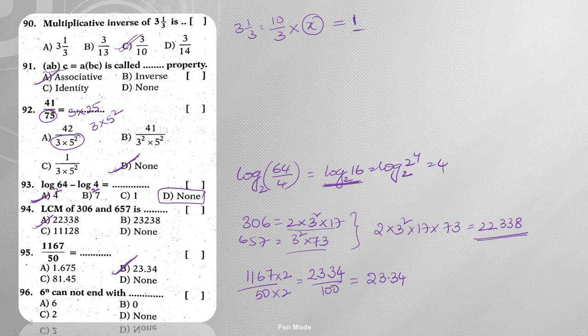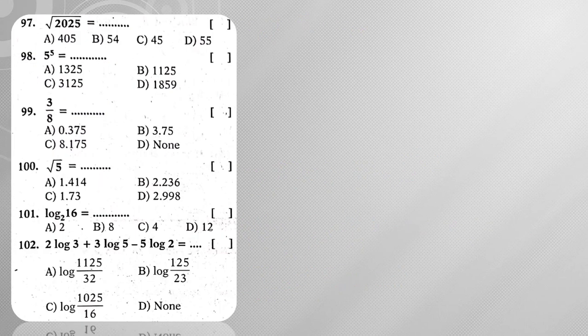6 power n can never end with the digit 0, and it can never end with 2 also, because if you observe, 6 power 1 is 6, 6 square is 36, 6 cube is 216. Likewise, if we consider all the things, based on this we are going to get all the 3 options, right? 0, 2 and none. So it can end with 6, that is option A, which will be my answer. Next, moving on to question number 727.